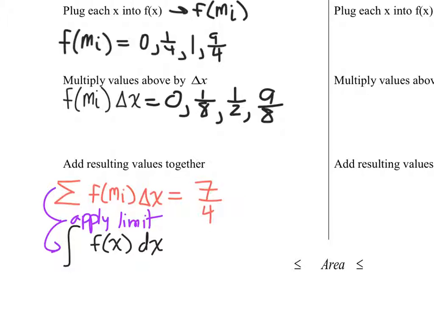Could it be that we're going to do definite integrals? Yes. Whoa. We're getting there.